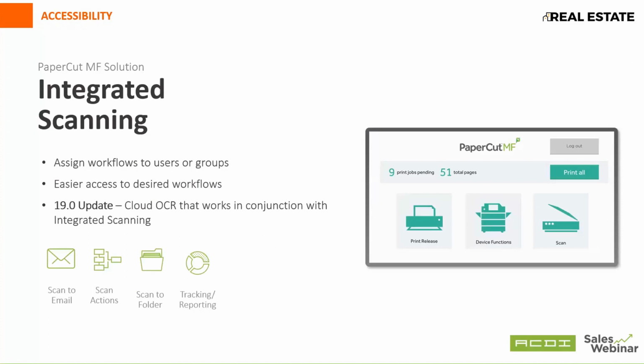So anyway, talking about scanning is important because realtors scan a lot. They scan a lot to their principal broker. But we can track and monitor those scans. But again, it's all about the workflow. Well, let's look at the 19.0 update there.